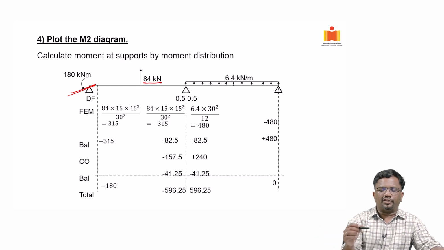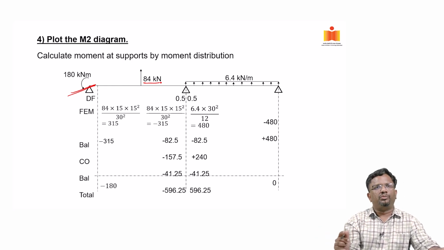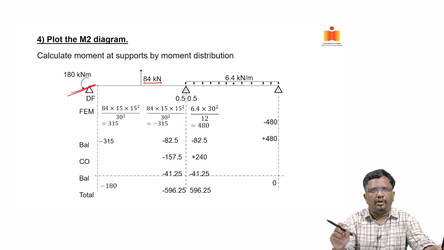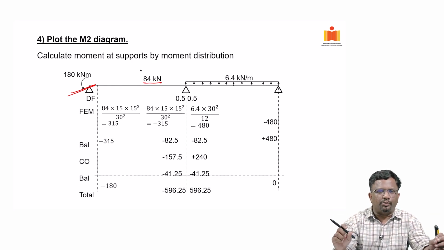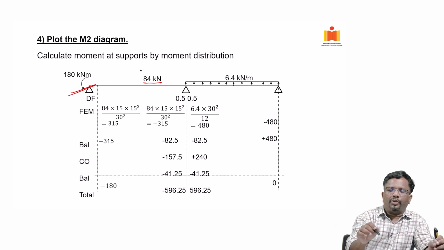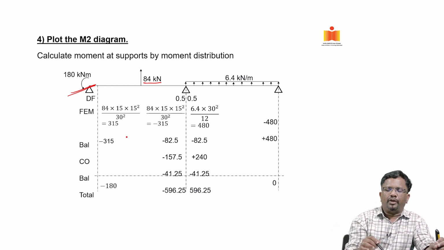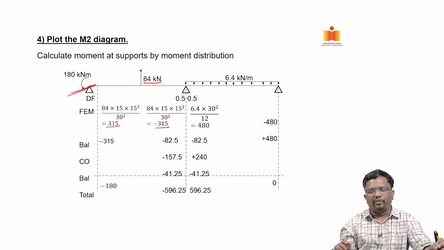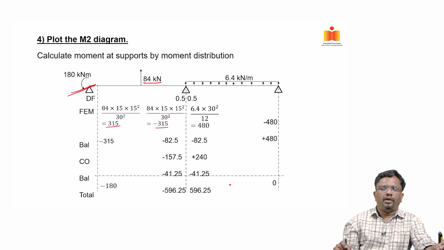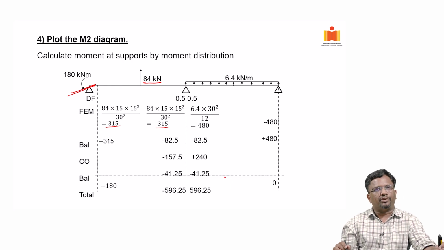So, the first step in the moment distribution method is we assume that the joints are locked and calculate, if I prevent the rotation at these supports, how much fixed end moment will develop. And you can see the loading here is all upside down, right. So, here I am going to develop a positive moment and here a negative moment. What are the values? W into AB square by L square, right.